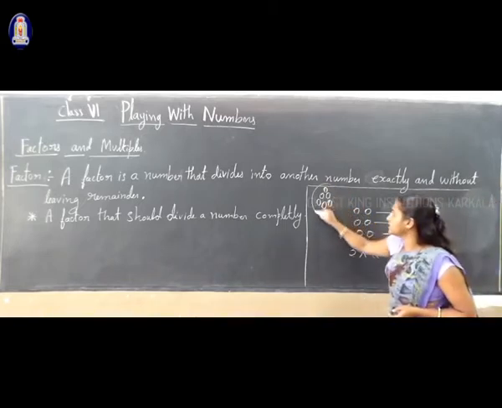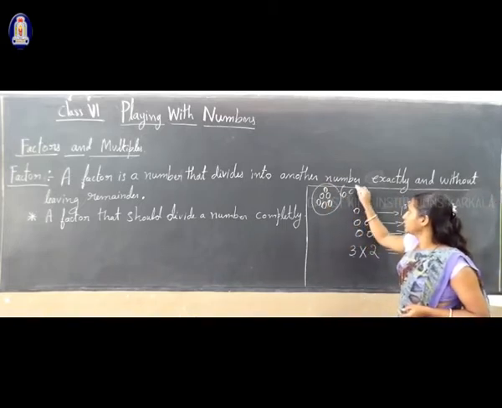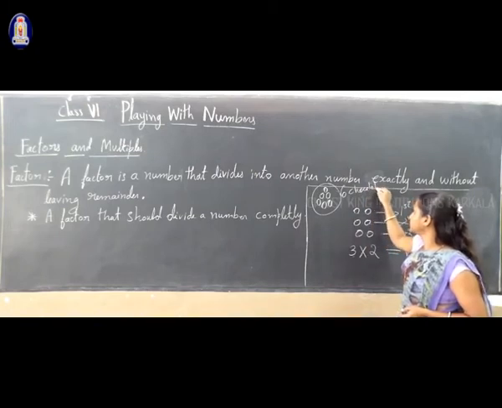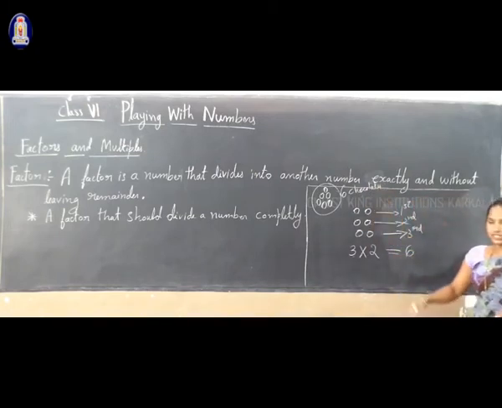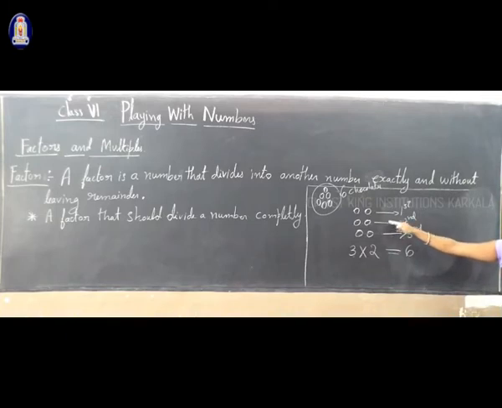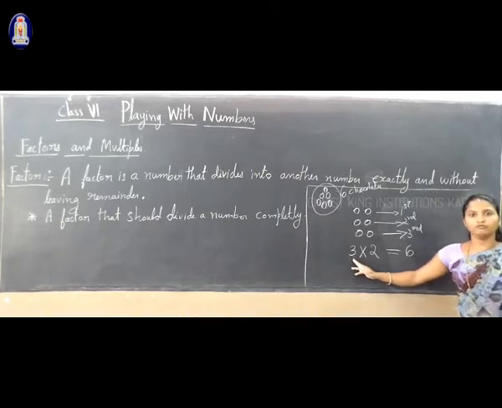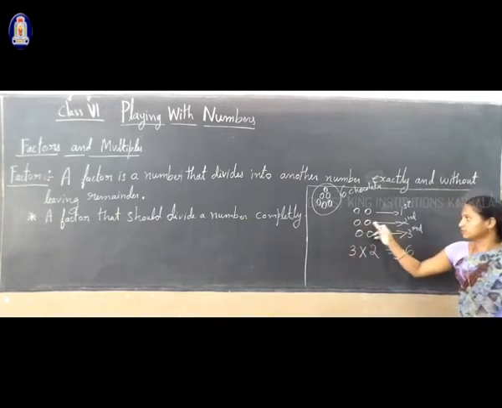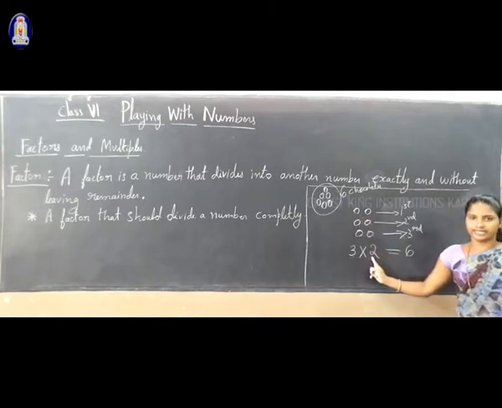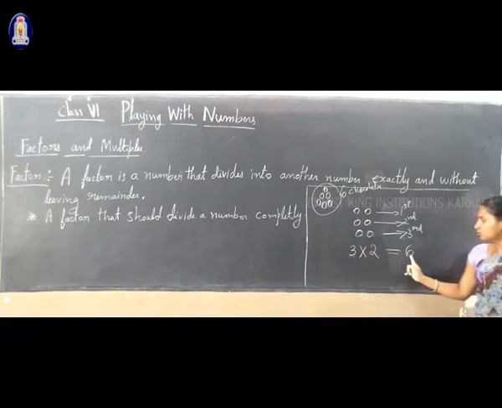So how many chocolates are there here? 6 chocolates. We arrange 2 chocolates in each row. Now, what is this 3? 3 represents the number of rows. How many rows? First row, second row, third row. Then how many chocolates did we keep in each row? There are 2 chocolates. So 3 into 2 is 6.